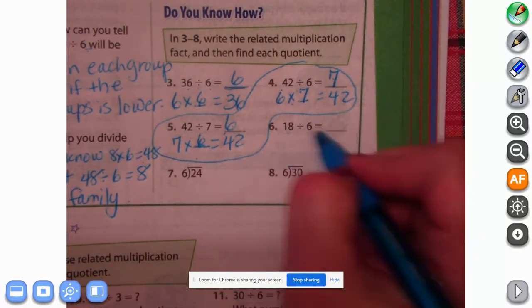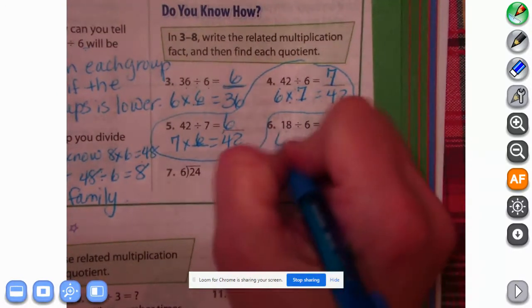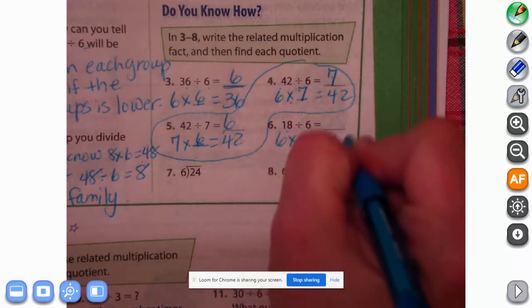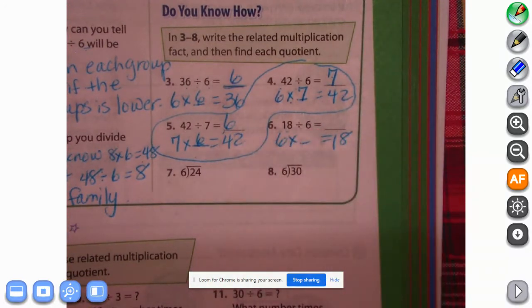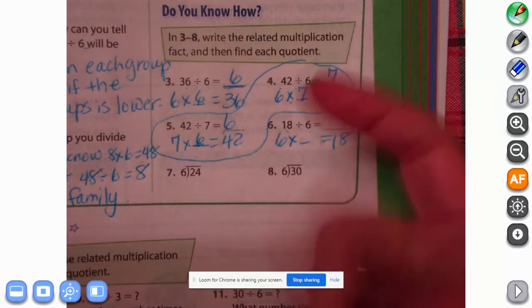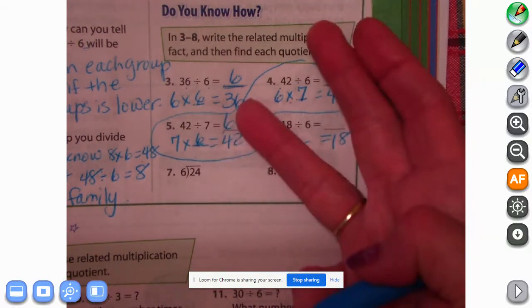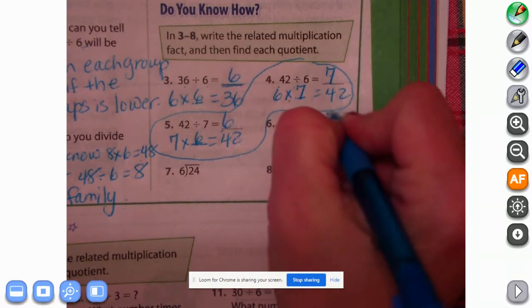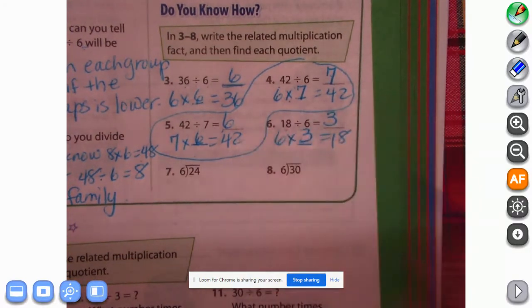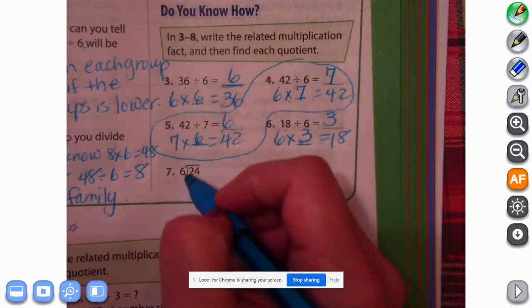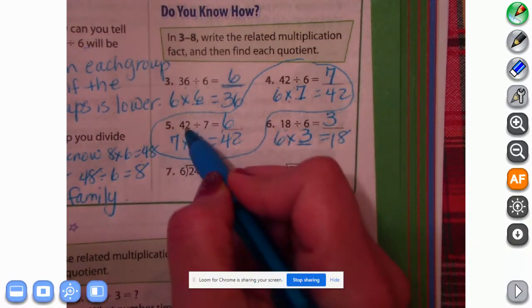All right, 18 divided by 6, or 6 times what equals 18? So if we add 6, 6 plus 6 is 12. 6 plus 6 more would be 18. So we need 3 groups of 6 to get 18. Now, this is the same problem as this problem.